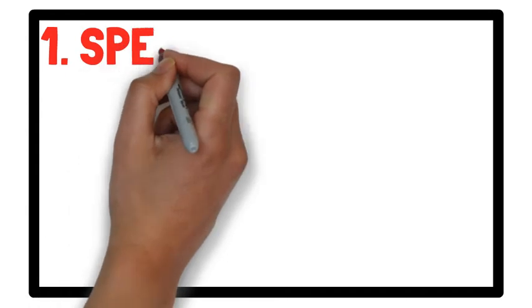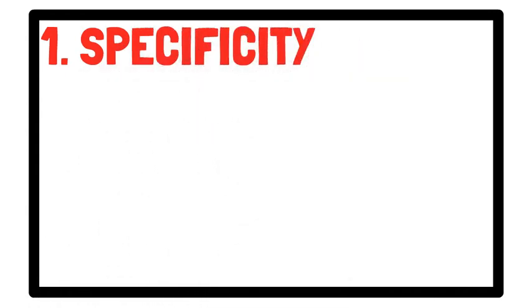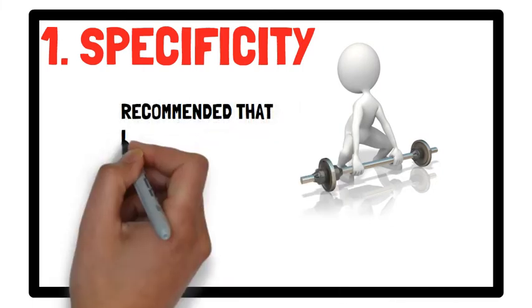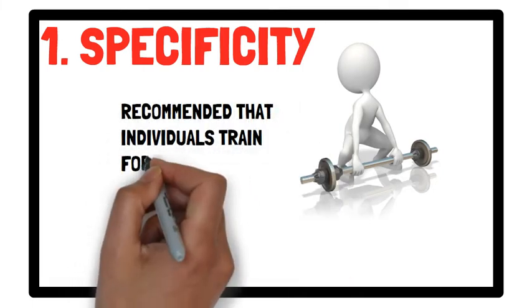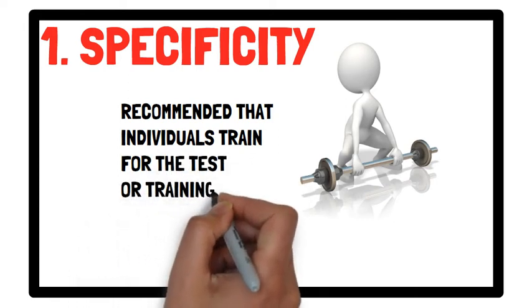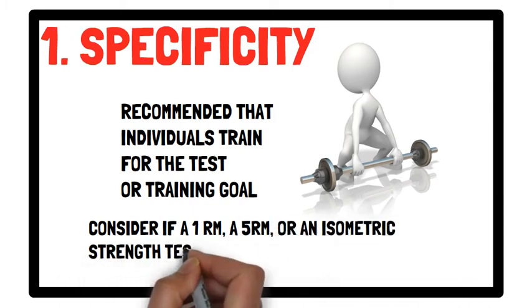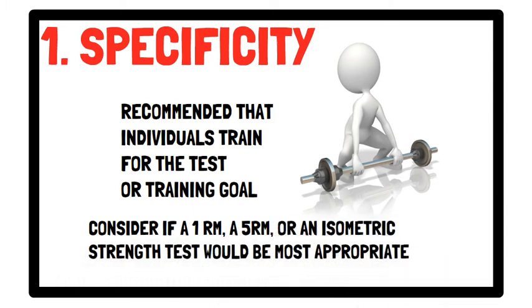Recommendation 1, specificity. Changes in muscular strength are influenced by training specificity. When muscular strength is evaluated using an unpracticed test, resistance training of any form is effective at increasing strength, and heavier loads are not superior. Therefore, it is recommended that individuals should train for the test or training goal. For example, you should consider if a 1RM or a 5RM or an isometric strength test would be most appropriate.